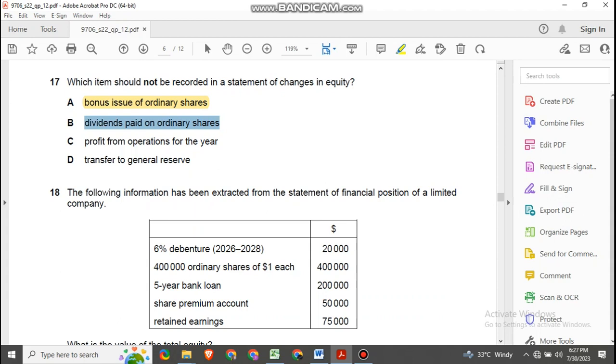and dividend paid on ordinary share will also be recorded. Only the proposed dividend will not be recorded, but interim dividend that we pay during the year should be recorded. And transfer to general reserve will be recorded. It is from the retained earning to general reserve, that is also recorded. But we do not record profit from operations for the year, because we record profit for the year and not profit from operations. Profit from operations is before subtracting interest and tax, so that's why we do not record this. So your correct option is option C. That is your right answer.